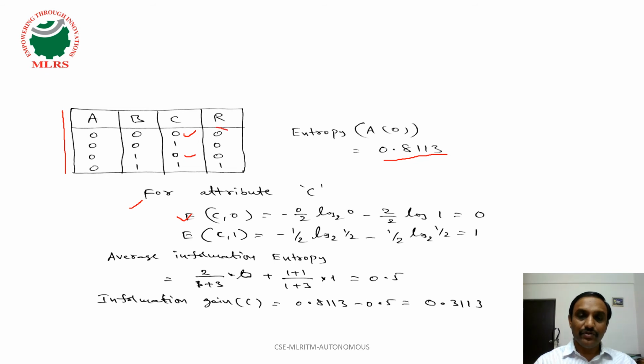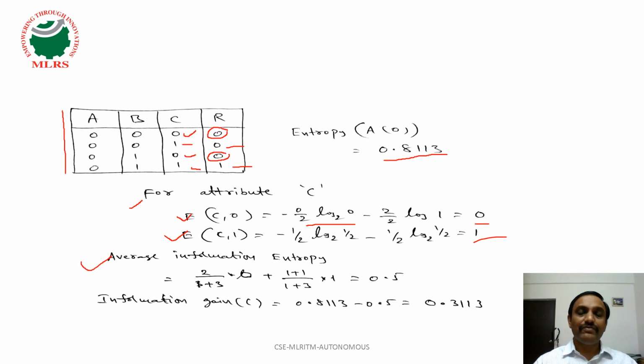What is the result in both cases? The result is negative only, so the positive result is 0. So 0 divided by 2, the total becomes 0, minus the total negative, 2 by 2 log 1, whose value is 0. Next, entropy of C comma 1. If C value is 1, here is a negative result, and here a positive result. So minus 1 by 2 log 1 by 2 base 2, minus 1 by 2 log 1 by 2 base 2, equal to 1.